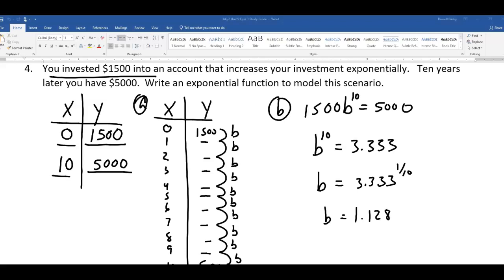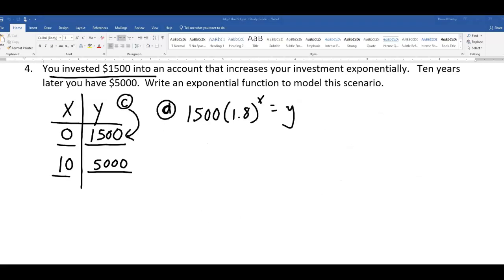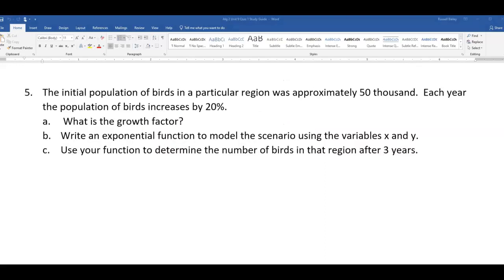All right, and so here's the first 2 steps to that, and I end up with b equals 1.28. So for part C, since we have the 0 value here, that's the starting amount, that's going to be our A value. So for part C, the answer is A equals 1,500. For part D, then our equation would look like that.